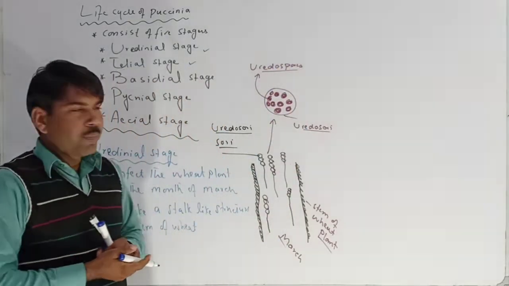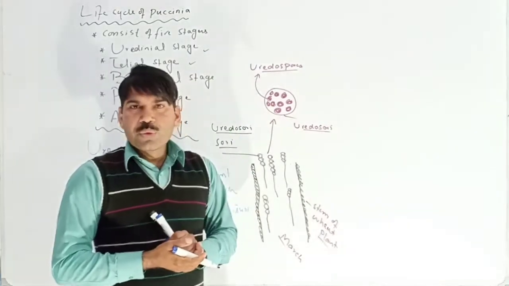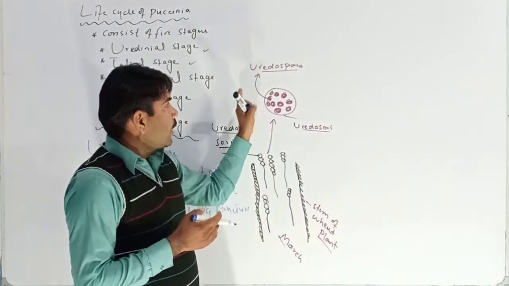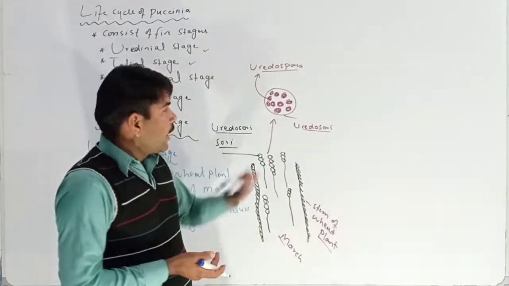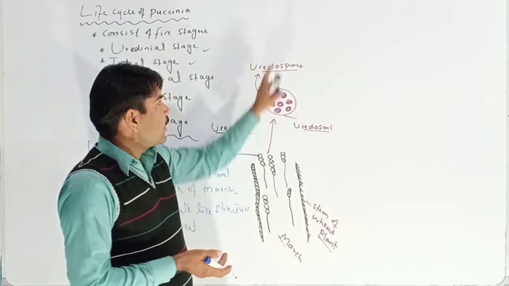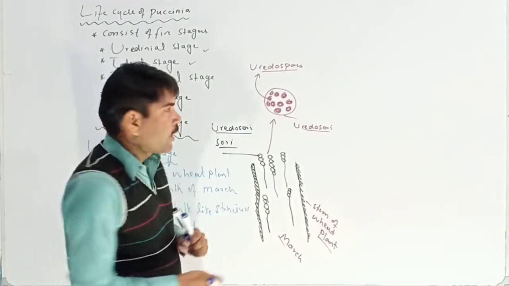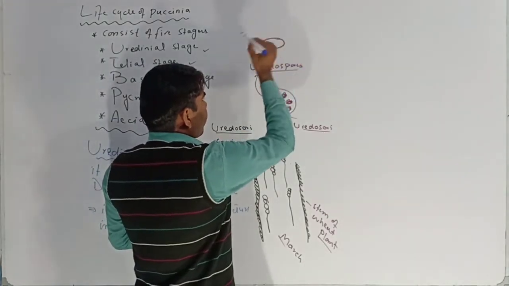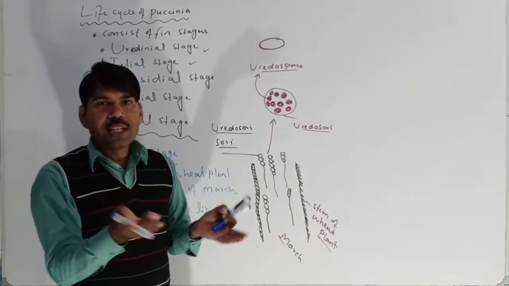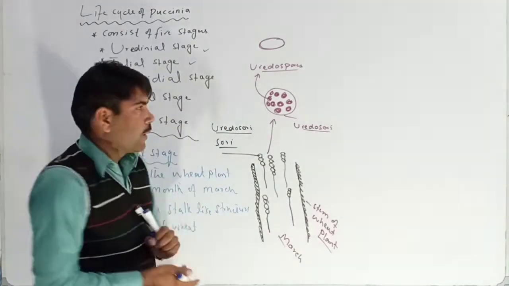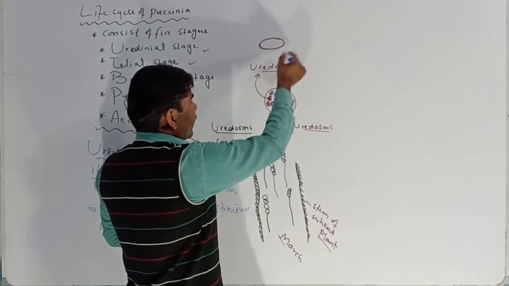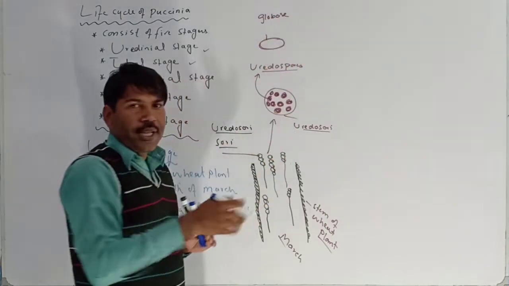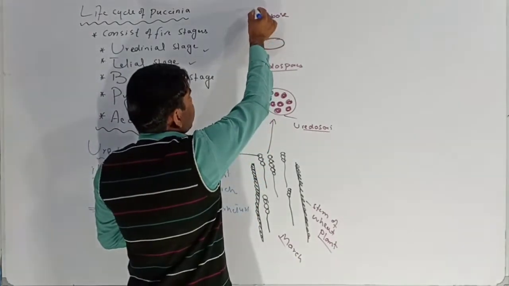So what will happen when these uridospores are produced? Before their germination, I want to tell you some characteristics of these uridospores. These uridospores become thick-walled. It means they secrete a wall around them and become thick-walled. And these are globe-like, it means they are globose, round, and thick-walled.